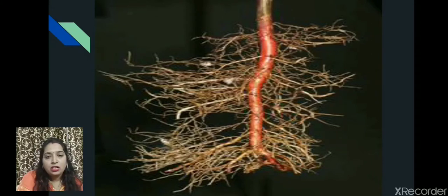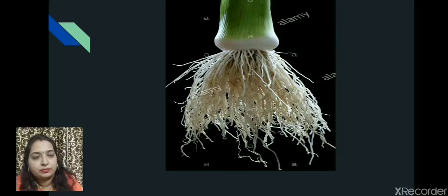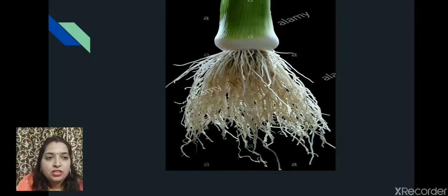Now come to the next root. The next root is fibrous root. You can see here in this diagram. Are you able to differentiate between tap root and this root? This is an adventitious root. Children, are you seeing any main root here? Is that visible? No, it is not there.